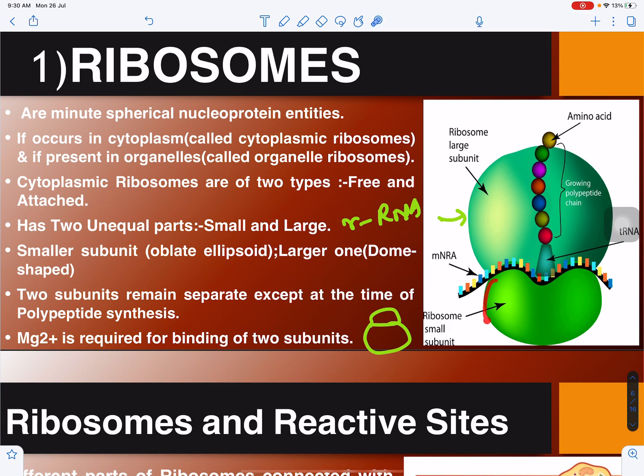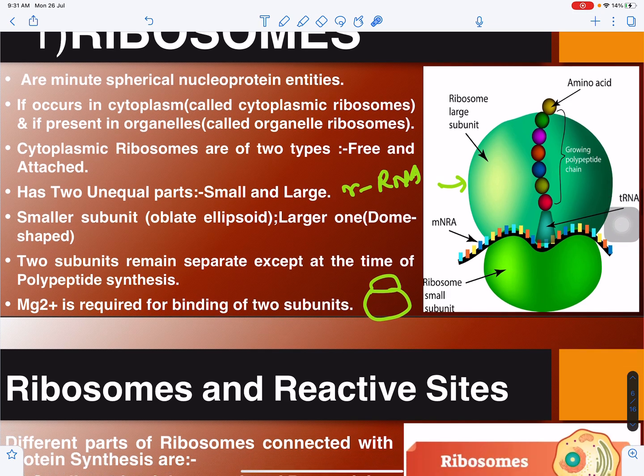This is the smaller subunit of the ribosome, and this is the bigger subunit, and this is the messenger RNA which is binding to the smaller subunit. When these two units are separate, they will come together only during protein synthesis, and this is the protein chain which is being produced on the ribosomes during the translation process. This is called the growing polypeptide chain. This is one amino acid, this is another amino acid.